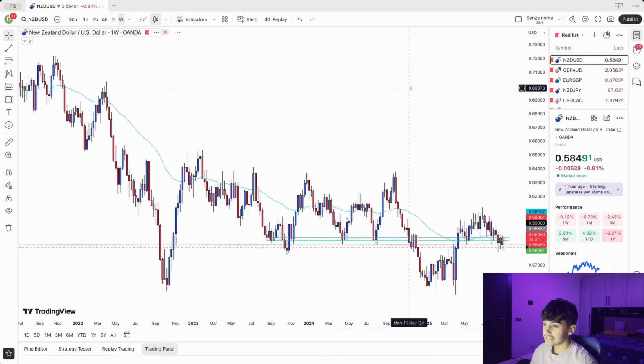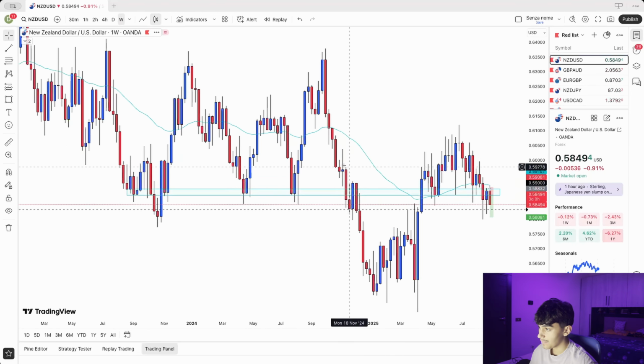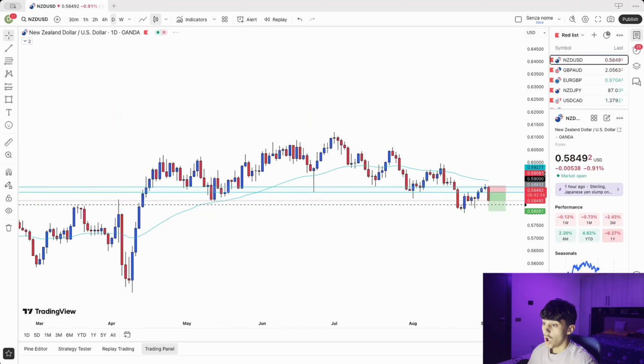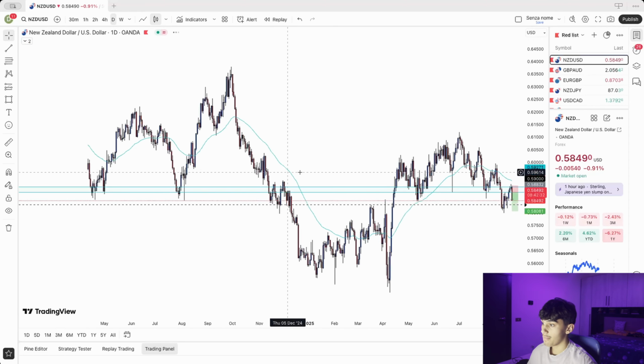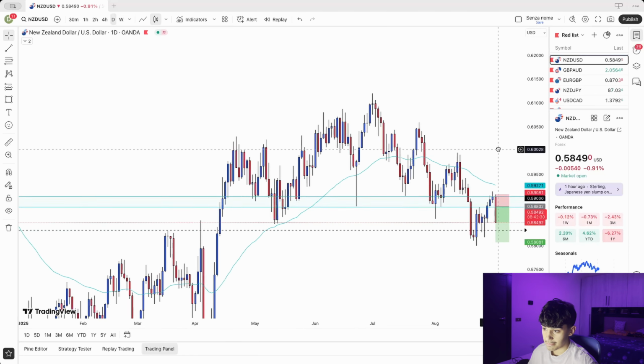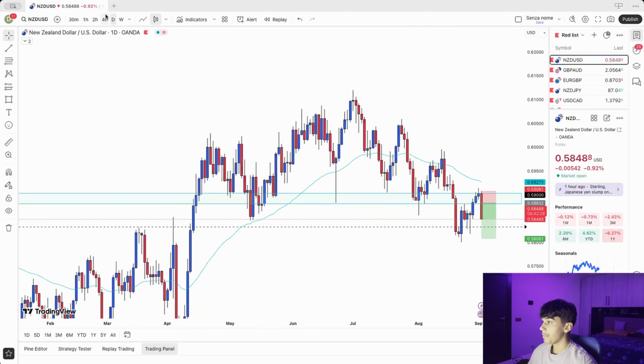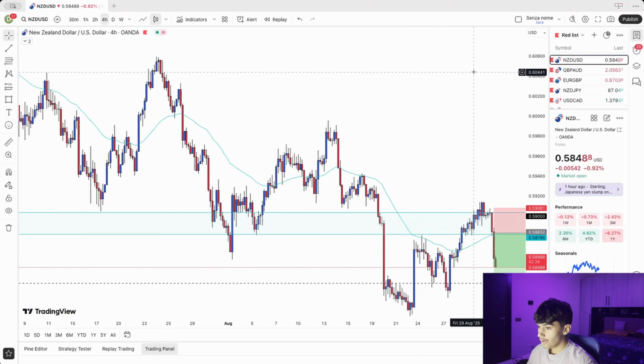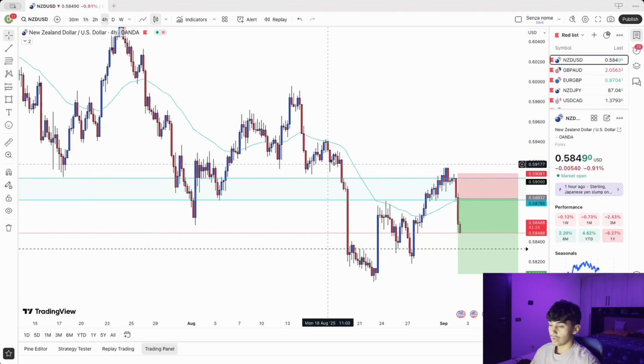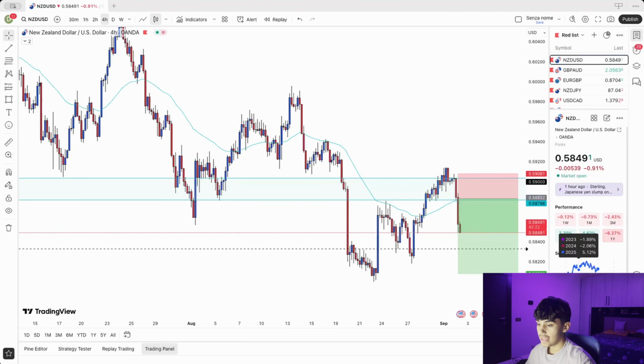And where did I sell? I sold at a weekly area of interest with 1, 2, 3, 4, 5 touches on the weekly time frame alone, with many touches on the daily time frame as well. So the more touches, the better the trade will be. Also, it is a 4-hour area of interest.